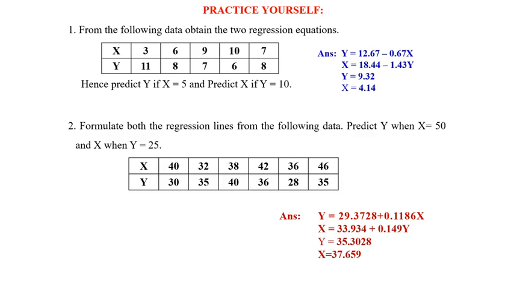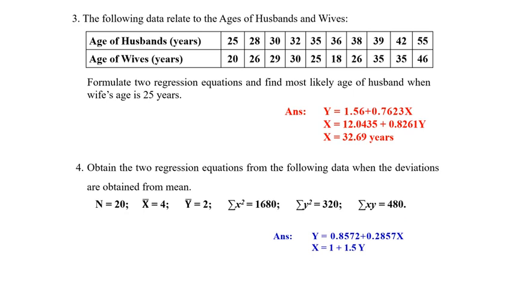Two more problems are there. The ages of husbands and wives are given. We have to compute the age of the husband when the wife's age is 25 years.